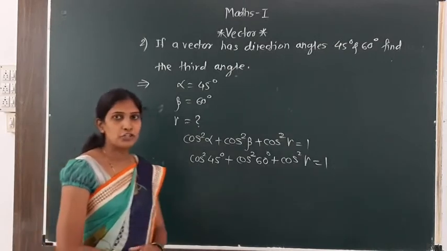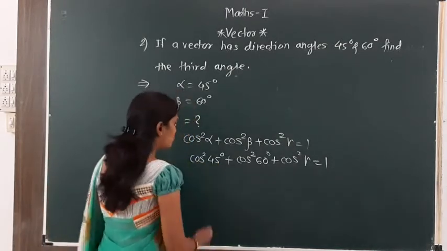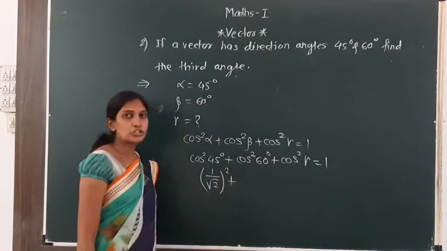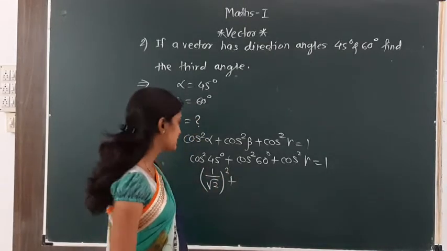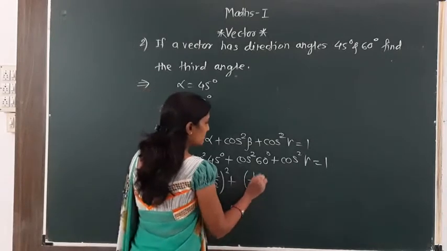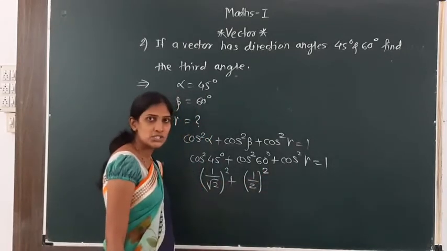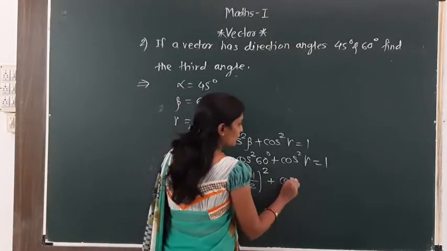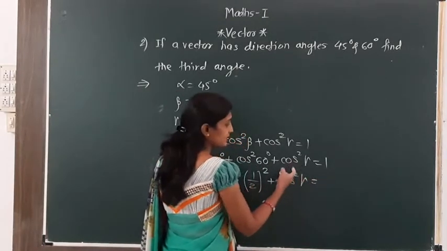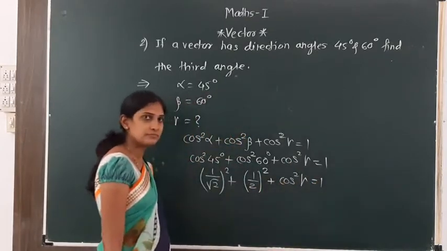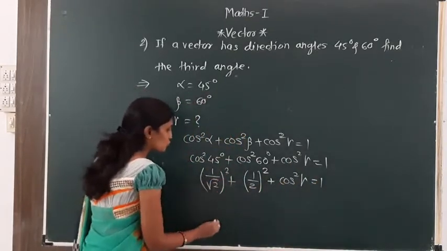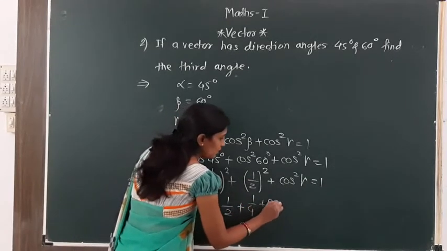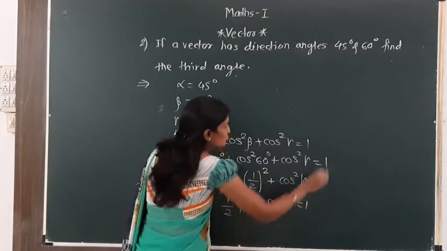What is cos 45? Cos 45 is 1 by root 2, so 1 by root 2 bracket square. What is cos 60? Cos 60 is 1 by 2, that is 1 by 2 bracket square. We have to find the value of gamma, so write cos square gamma as it is, equal to 1. 1 by root 2 square is 1 by 2, and 1 by 2 square is 1 by 4, plus cos square gamma is equal to 1.